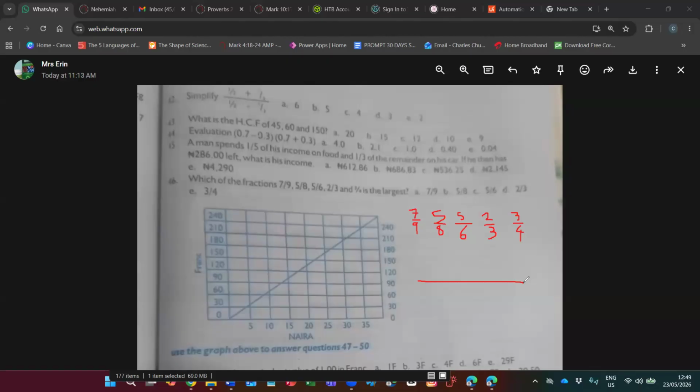Have you ever used your eye to measure something? You don't have a ruler with you, but you just use your eye to measure something, or you use your eye to focus on something. So eyeballing this thing means just look at the numbers involved and intelligently guess the LCM.